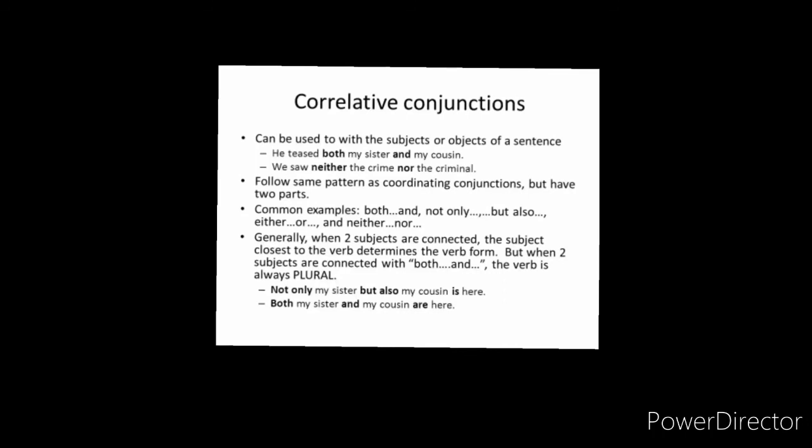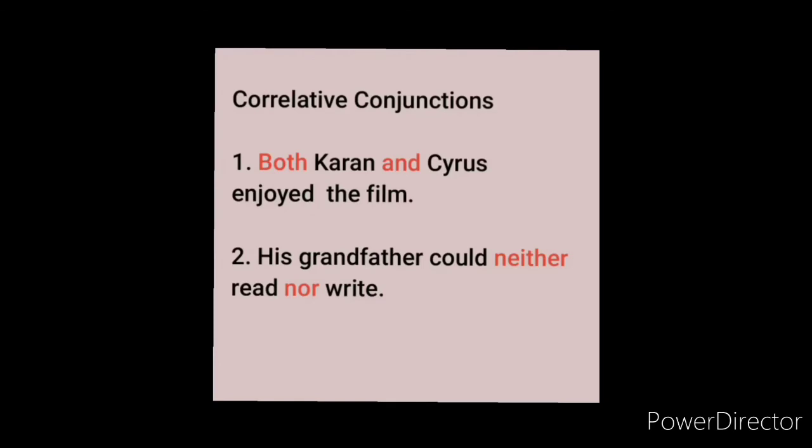Now students, for example, both Karan and Cyrus enjoyed the film. It means that both of these people enjoyed the film. Okay, students? So both of these enjoyed the film. His grandfather could neither read nor write, means his grandfather can't do any action out of these. Okay, so he can neither read a book nor write. Fine. So these were the correlative conjunctions, pairs of conjunctions.